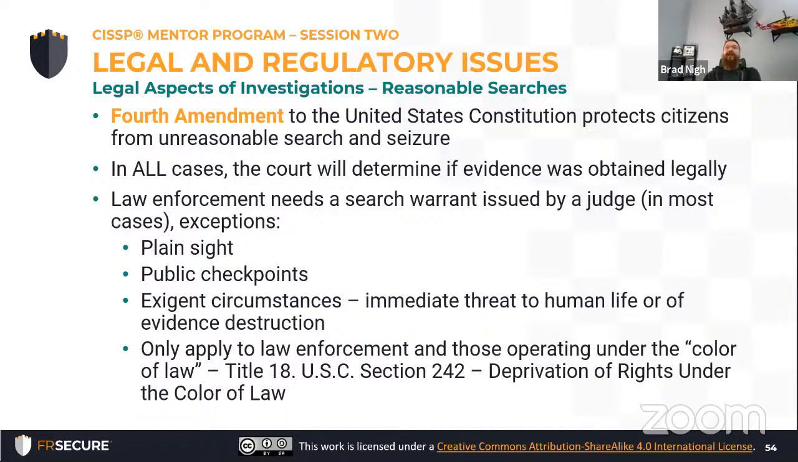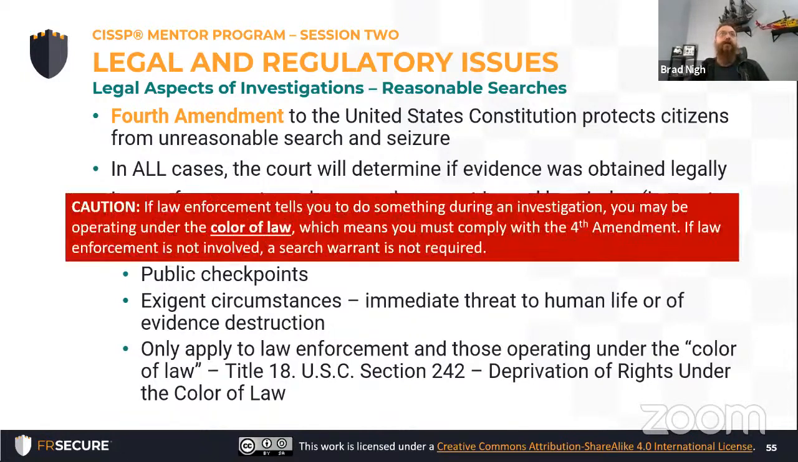And then it only applies to law enforcement and then those operating under the color of law. So that color of law is really, really important to understand. If you're doing an investigation and you end up working with law enforcement, if they say, hey, can you do this for me? Now you're operating under the color of law. You're working on behalf of law enforcement, which means I can't just go get things. I now need to have a search warrant. If law enforcement's not involved, search warrant is not required.